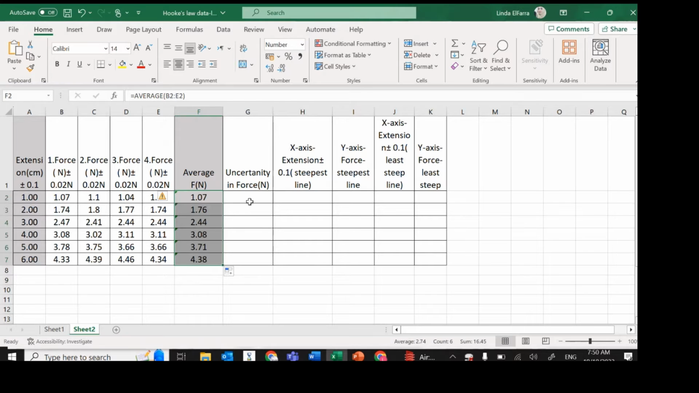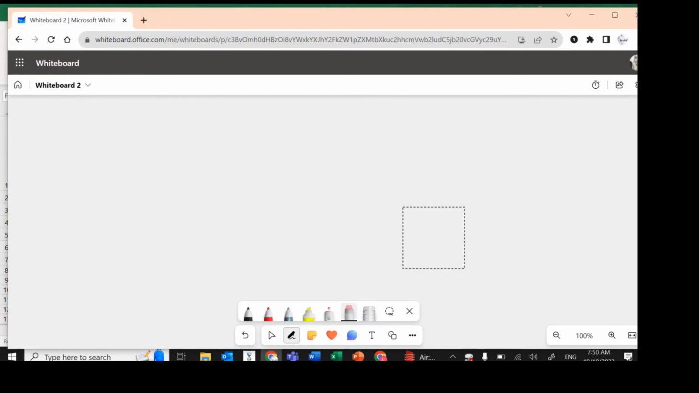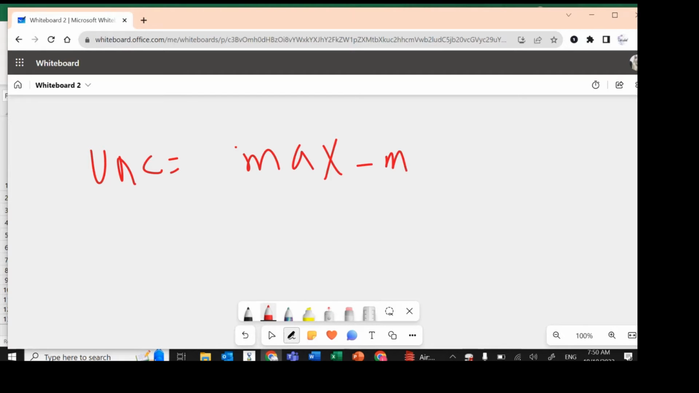Now we need to find the uncertainty. For uncertainty, since we repeat the experiment 4 times, the formula for uncertainty is going to be the maximum value minus minimum value divided by 2.